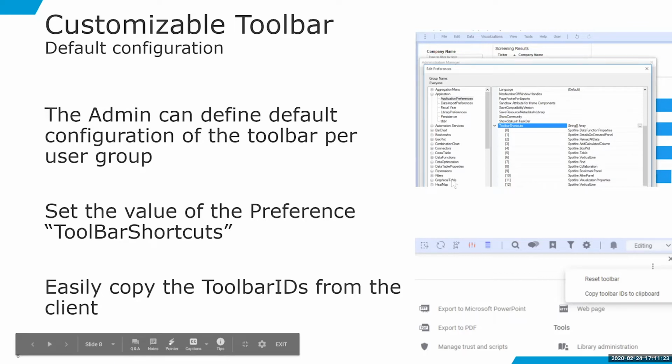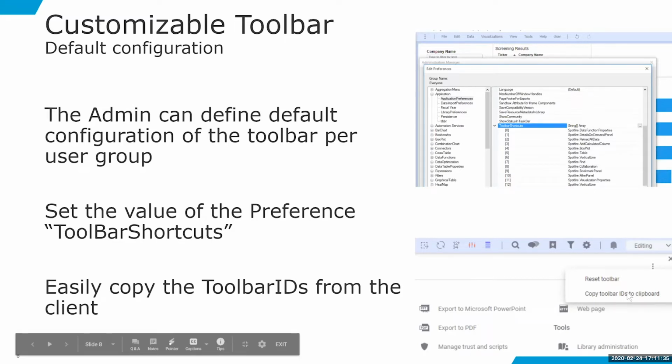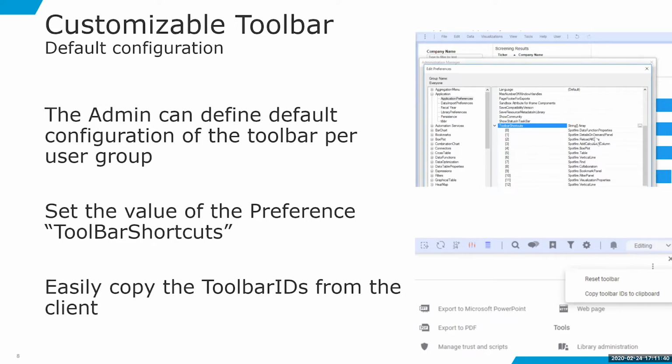So for the admin to conveniently set these defaults, he would actually just configure the toolbar himself and then right-click to select copy toolbar IDs to clipboard and paste that into the preference for the toolbar shortcuts, or the preference called toolbar shortcuts. And since it's a preference, it works just like any other server preference in Spotfire. You can set it per user group.